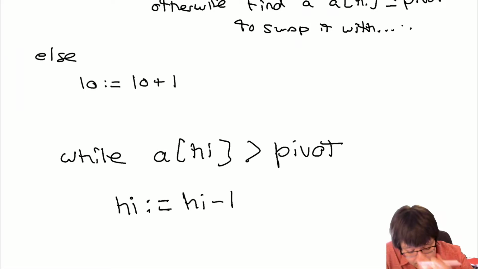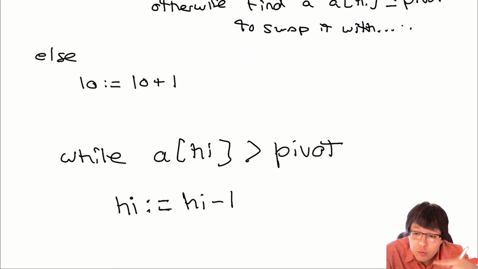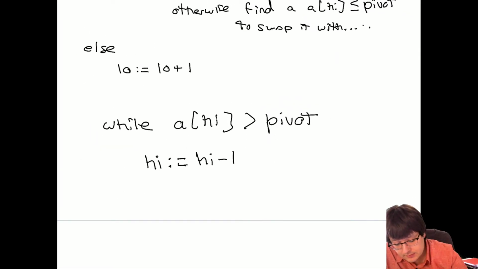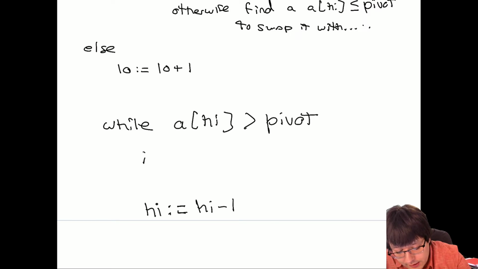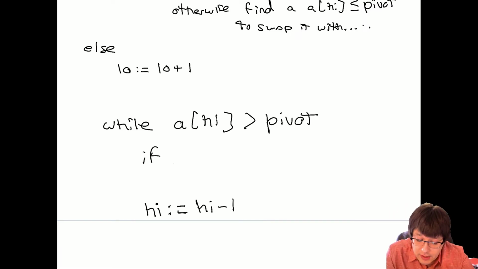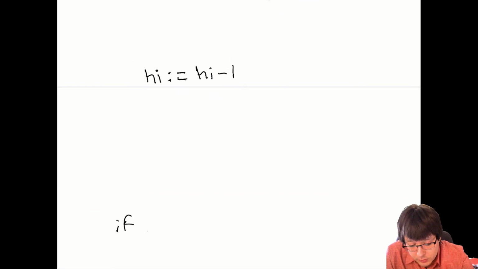Okay. So while A high is greater than the pivot, go ahead and keep decreasing it, okay? And so that is the kind of loop that you need to run to find something. So we need to add in here a scenario where, what happens if it's not? What happens if A high is less than or equal to the pivot? In that case, actually that's going to be outside the loop. My bad here.